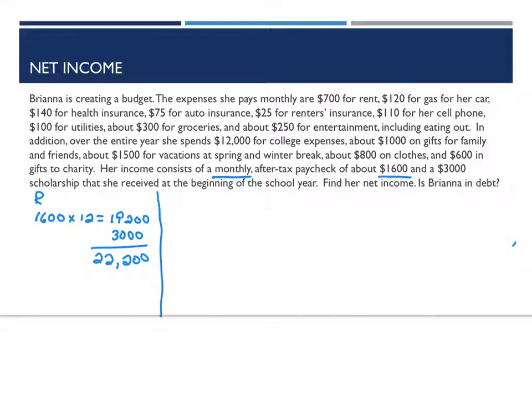Now let's talk about her expenses. Oh my goodness, her outlays. We have a whole list of monthly outlays. $700 for insurance, $120 for gas for her car, $140 for health insurance, $75 for auto insurance, $25 for renter's insurance, $110 for her cell phone, $100 for utilities, $300 for groceries, $250 for entertainment. And if we add all those up, that adds up to $1,820 a month.